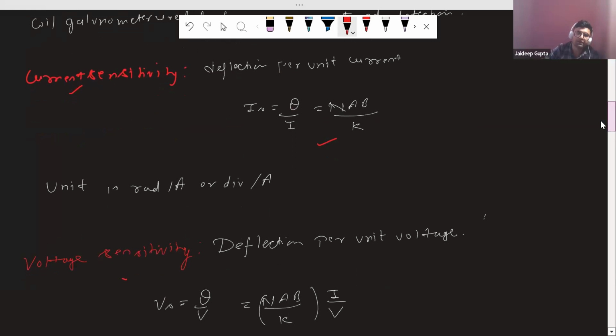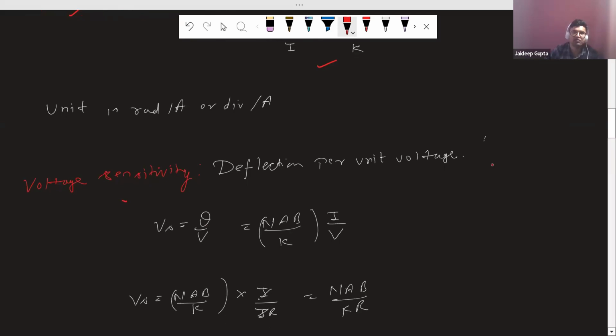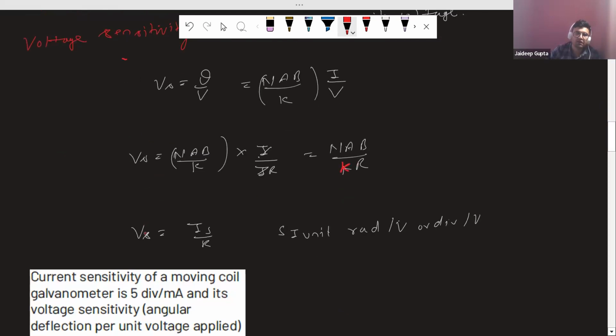Now, voltage sensitivity is deflection per unit voltage, theta over V, which is NIBA over K, times 1 over V. I substituted the value of theta as alpha, the deflection. Now V equals I times R, so I will cancel out. So voltage sensitivity is NAB over K times R. This is voltage sensitivity, and it is related to current sensitivity.